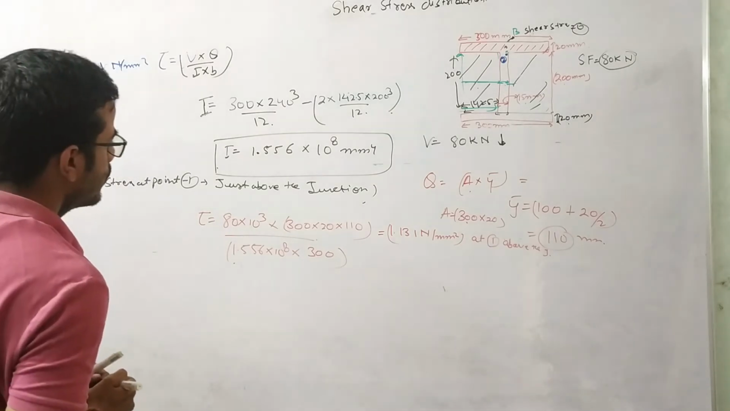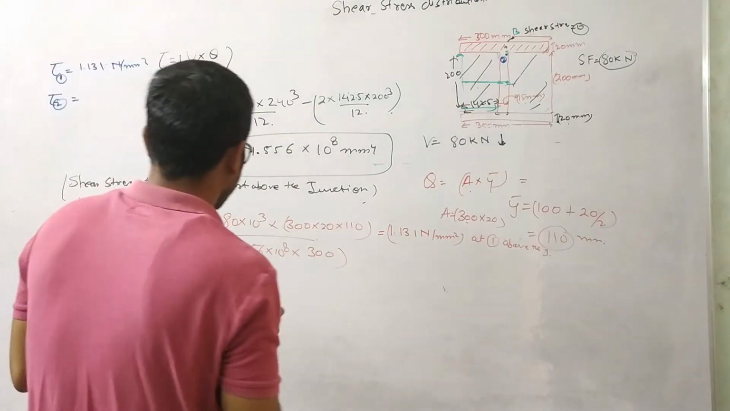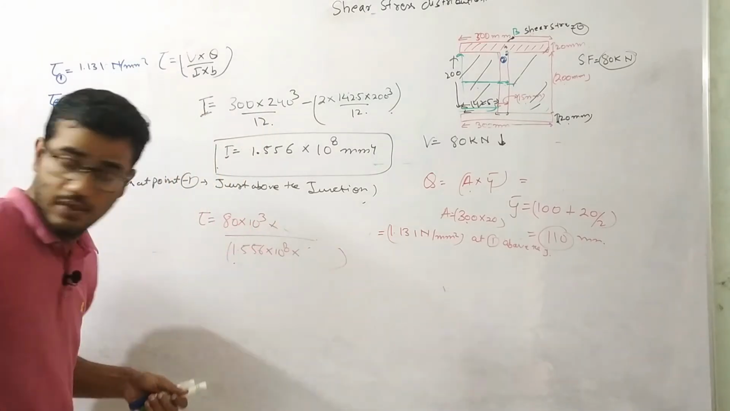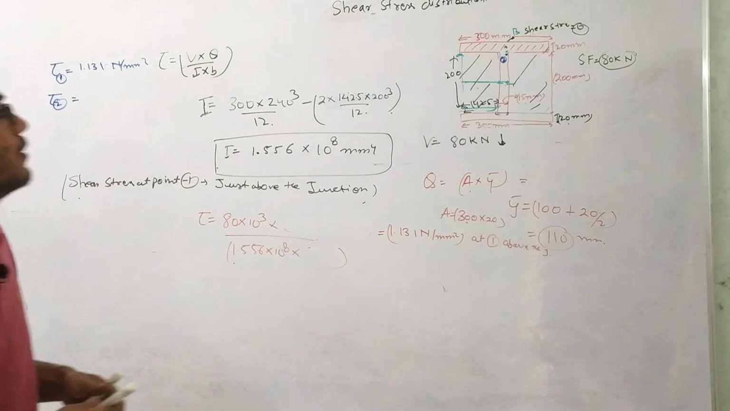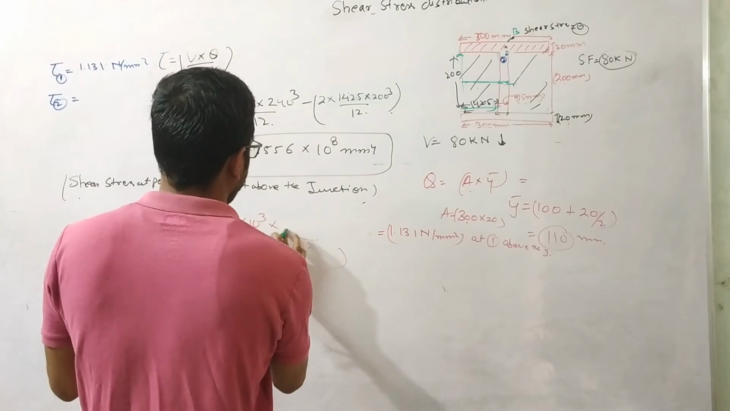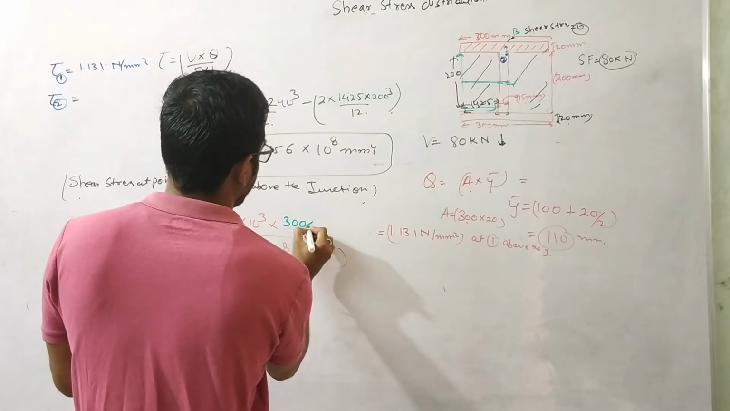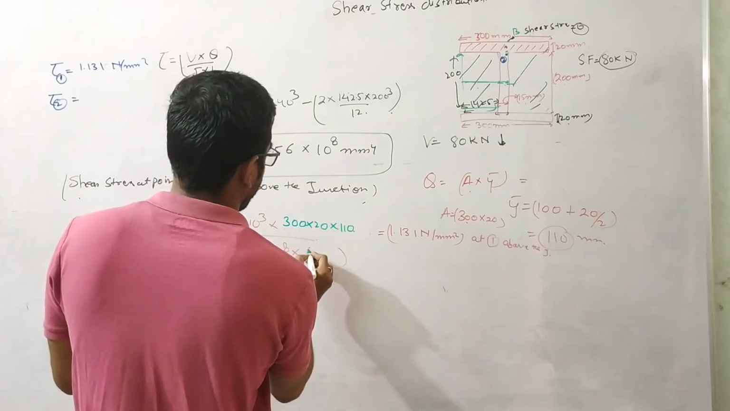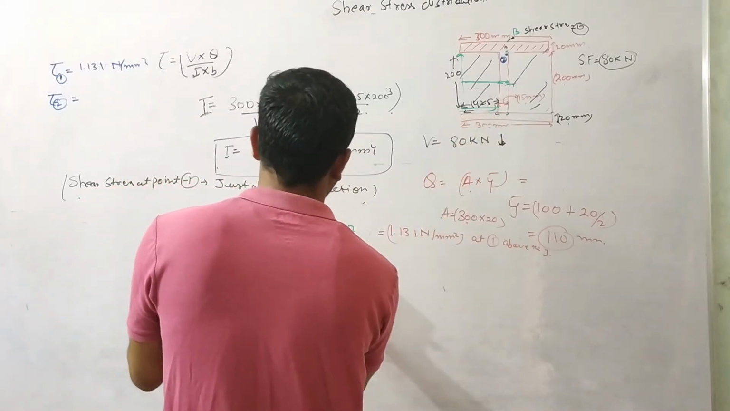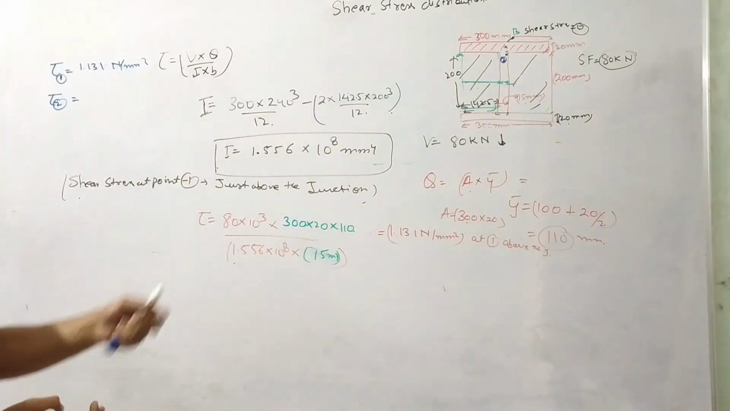So to calculate the tau, this I will be same, this width will change, and this area and this Q will change. The area will also be the same, only B will change over here. Area is what we have calculated over here, 300 into 20 into 110. B will be 15 mm, because just below the junction my B changes.